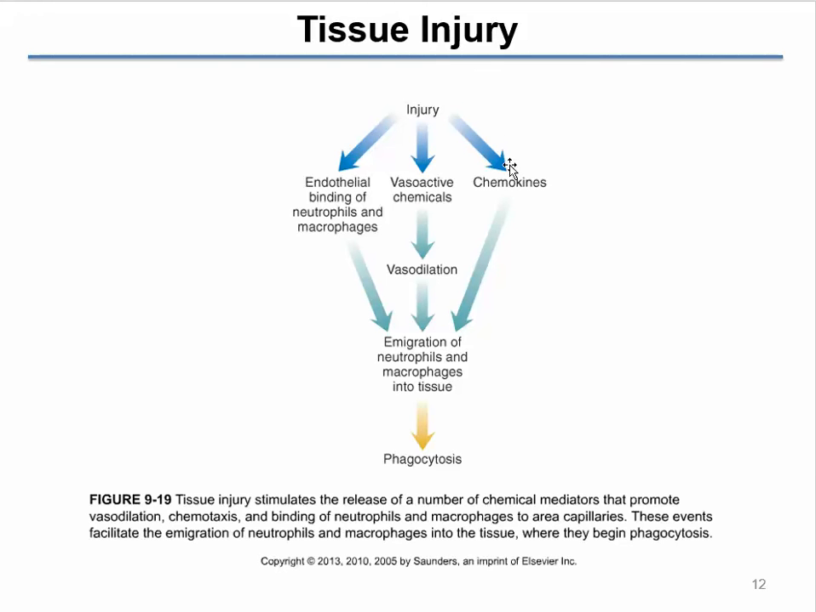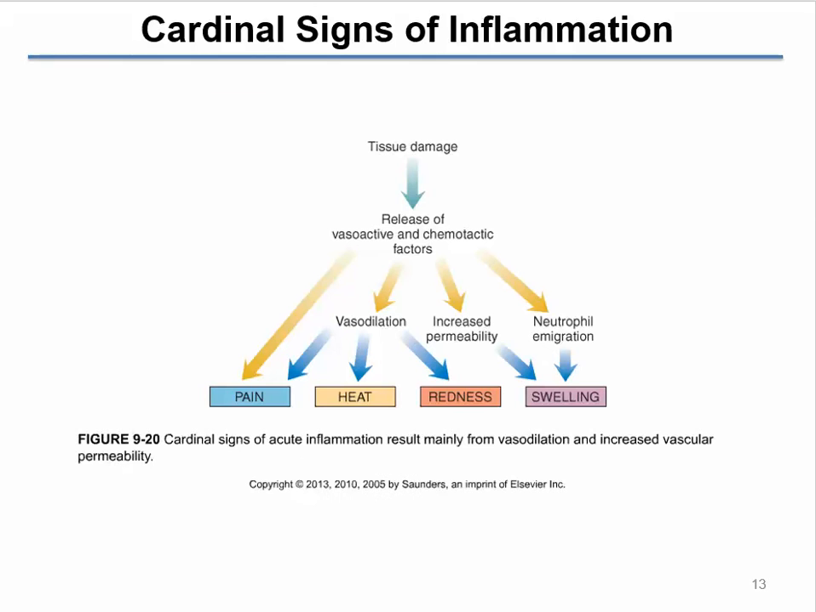The chemokines, which are released by the injury, really cause this emigration and are involved with the chemotaxis, bringing the phagocytes to the area of trauma, and cause increased phagocytosis. Ultimately, what we want to do is increase the amount of phagocytosis in the area because that's what eliminates the pathogen. So these factors all work together to give us the cardinal signs.